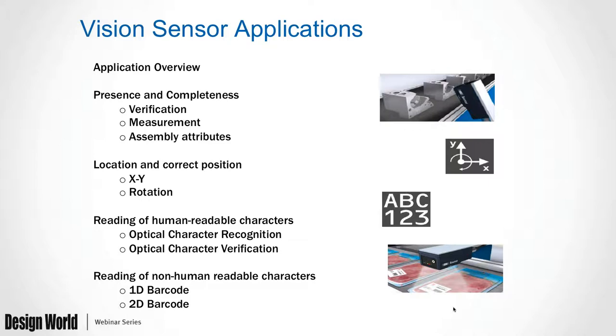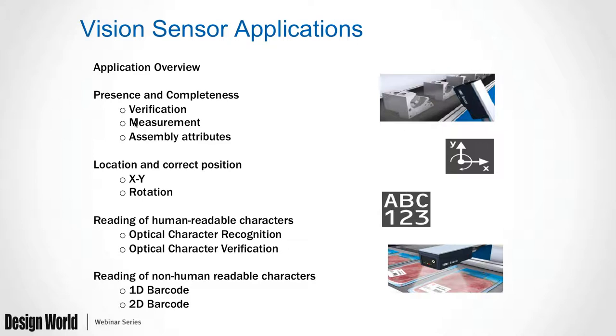So let's look at a big general overview of the different applications we can typically tackle, again talking about vision sensors. There are a variety of categories we can discuss. Let's talk about presence and completeness. We might look at verification, which could be anything from looking at components placed on a PC board, are they all there, to an assembly put in place before it goes into a press application. Things of that nature: left-hand part versus right-hand part, has it been assembled correctly before it goes on?